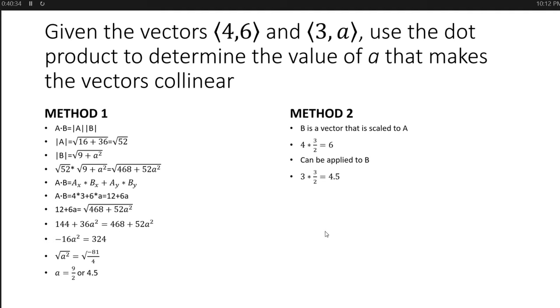So if we have 4, 6, it's going 4 this way and 6 this way, and we have 3a, well, we know it's got to be somewhere that's intersecting with the 4, 6 vector. So we know that the vector, we'll call this b, is scaled from 4, 6. It doesn't even matter. We can just find the relationship between 4 and 6 and then multiply that by this value, and then we get the answer. So 4 times 1.5 is 6, and then 3 times 1.5 is 4.5, which checks out with our math. So that's a little cool thing on collinears.